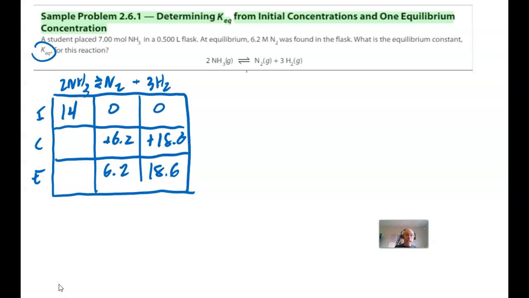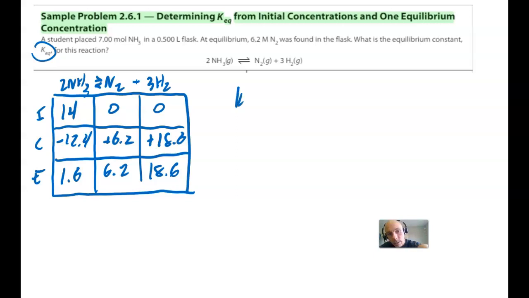Meanwhile, NH3 is consumed at twice the rate that N2 is produced. If N2 goes up by 6.2 and NH3 goes down by twice that amount, then NH3 will go down by 12.4 molar because 6.2 times 2 is 12.4. Again, if the product is going up, the reactant's going down. That's why those signs are the way they are. So if we know that NH3 started at 14 molar and went down by 12.4, it'll end up with a molarity of 1.6 molar.